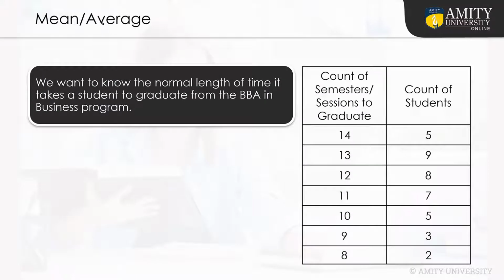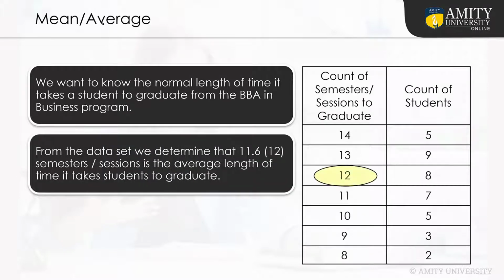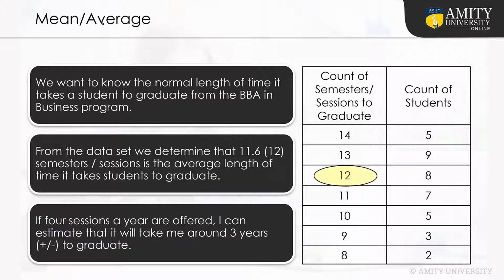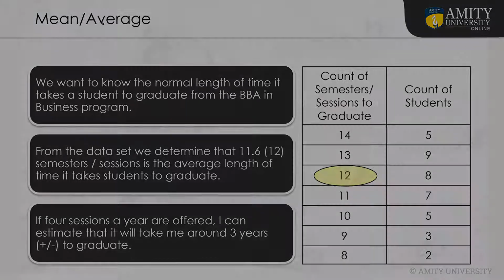Let's take a look at an example. We want to know the normal length of time it takes a student to graduate from the BBA in Business program. And we have the data that's in the table on the right. From this data set, we can determine that 11.6 or 12 semesters or sessions is the average length of time it takes a student to graduate. If 4 sessions a year are offered, I can estimate that it would take me about 3 years to graduate.